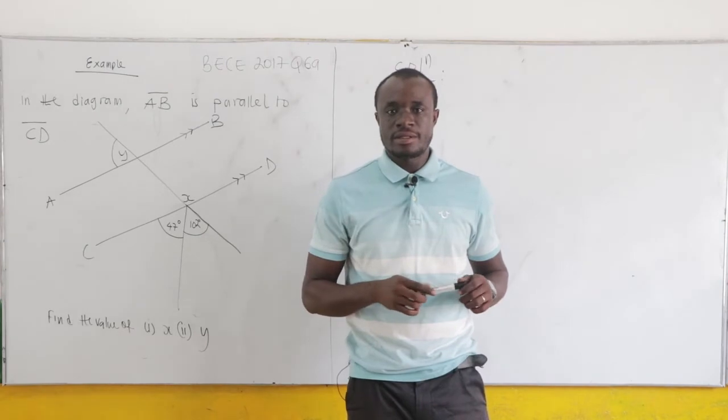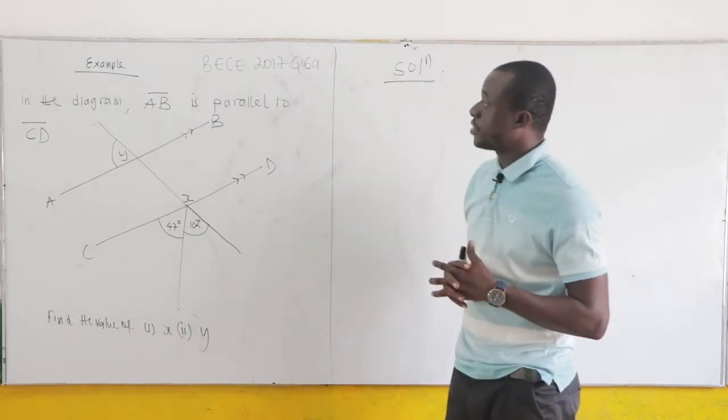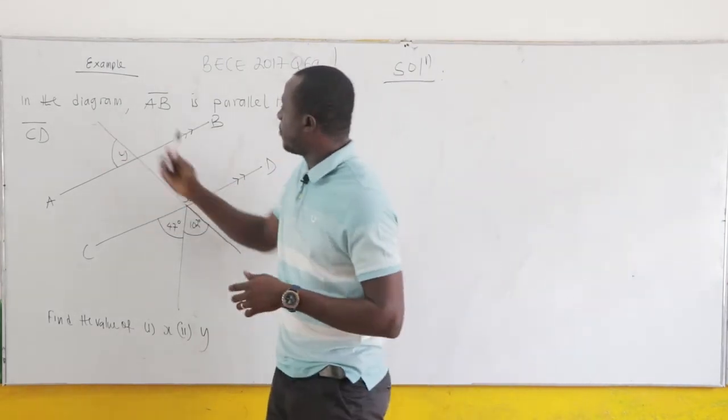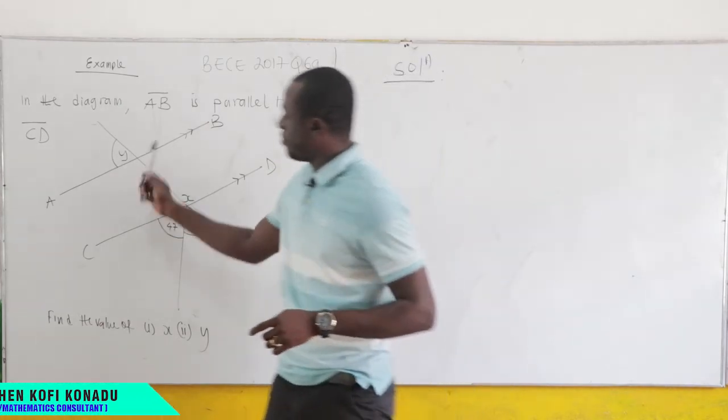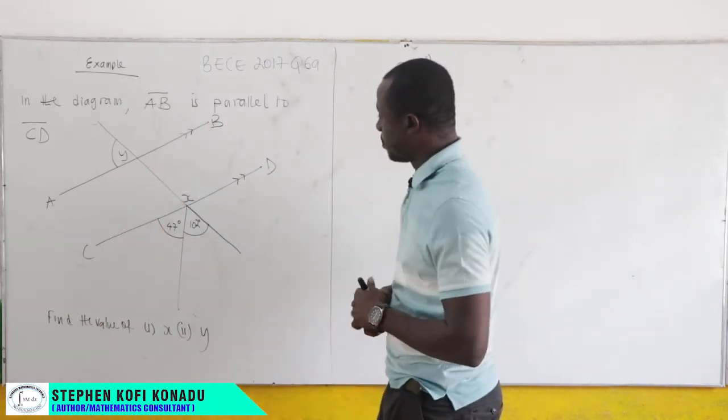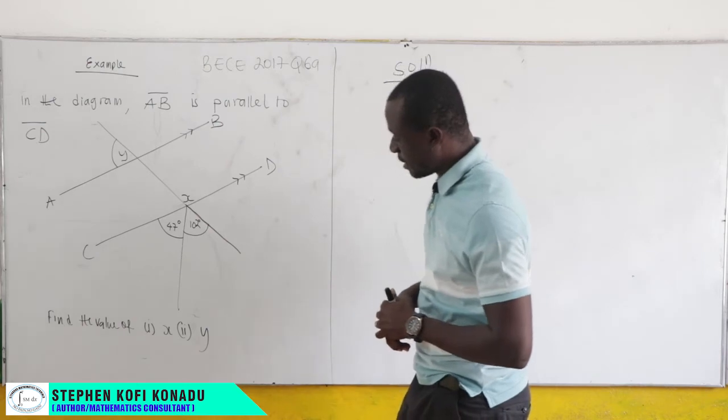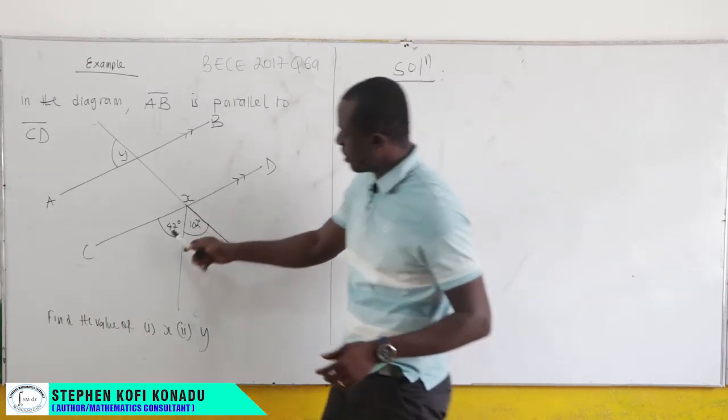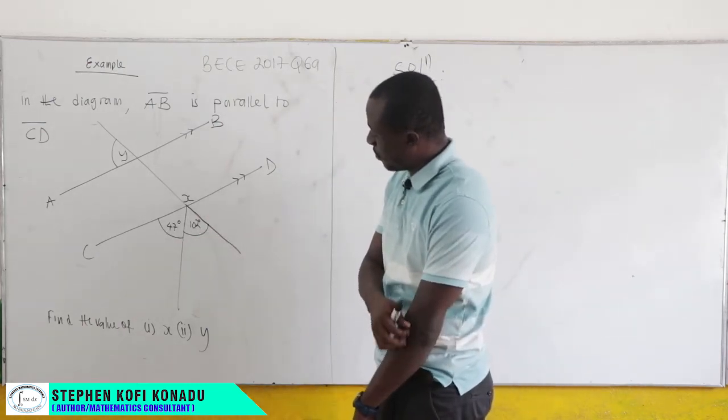Now let's consider this past question. This is BECE 2017, question number 6A. In the diagram, AB is parallel to CD. So AB is parallel to CD. We are being told to find (i) x and then (ii) y. So this is where x is, we have 47 and then 108 also beneath it.